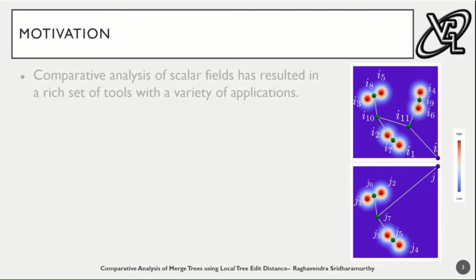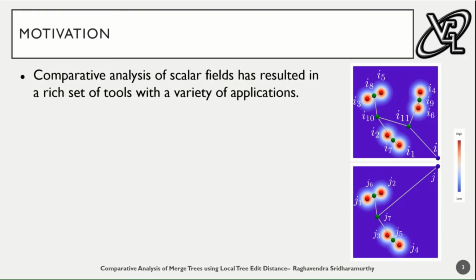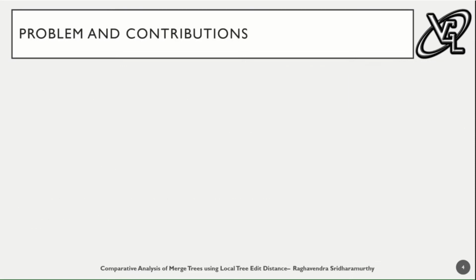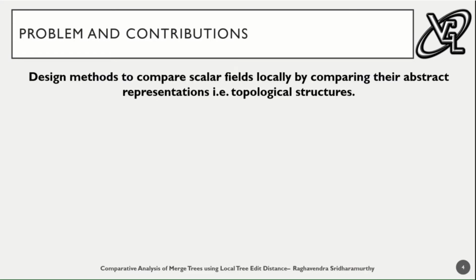Such comparative analysis has resulted in a rich set of tools with a variety of applications, but most of these are global in nature, which are insufficient in many scenarios. The fields on the right are globally different due to the highlighted red regions, but locally similar due to the highlighted green regions. We need a local measure to address such scenarios. Formally, we want to design methods to compare scalar fields locally by comparing topological structures.